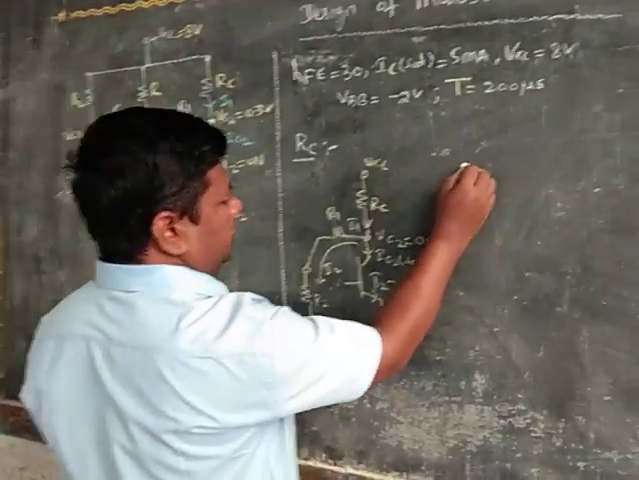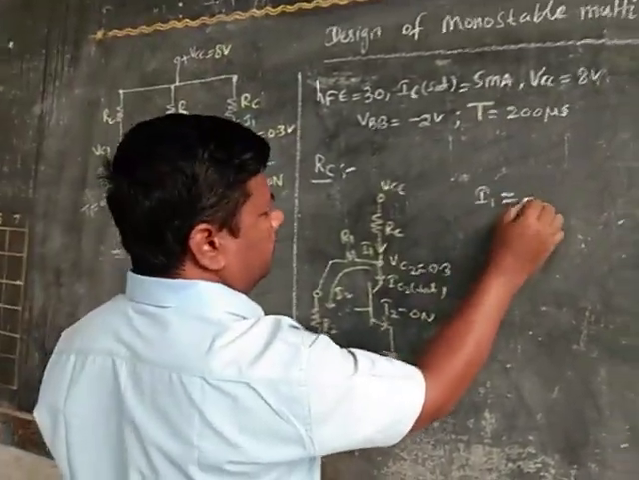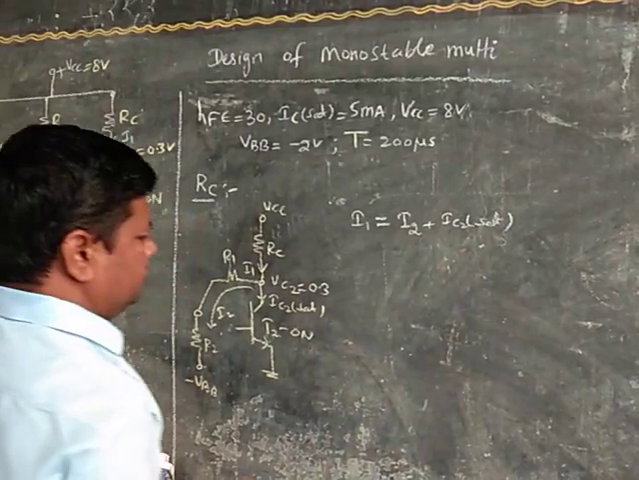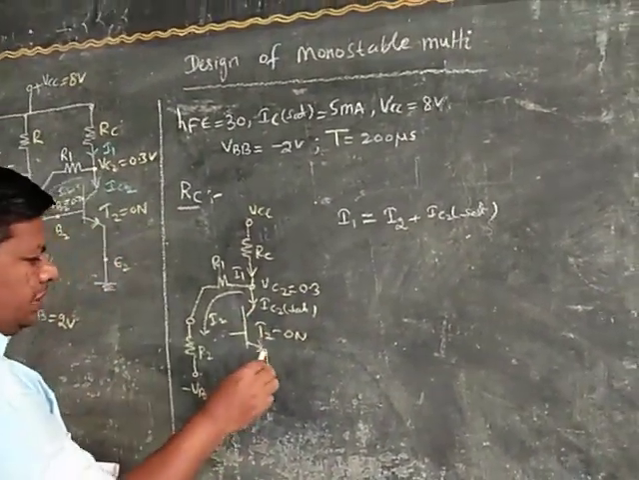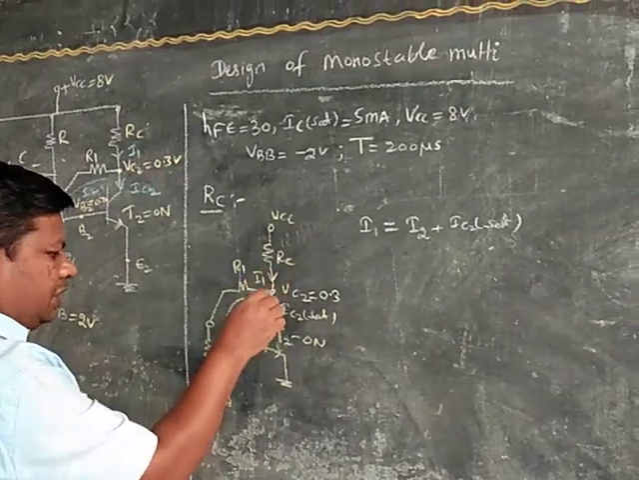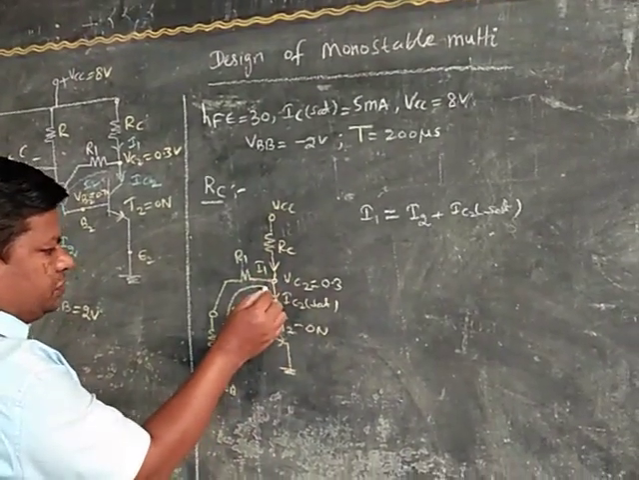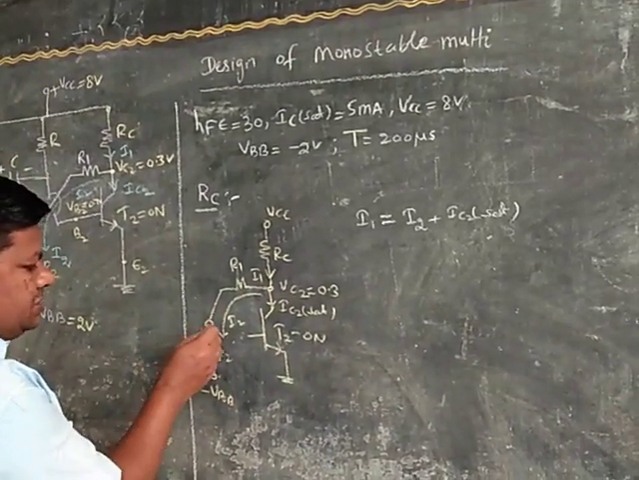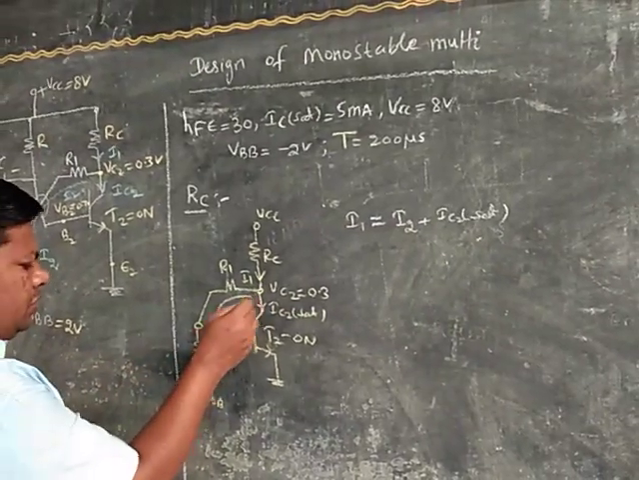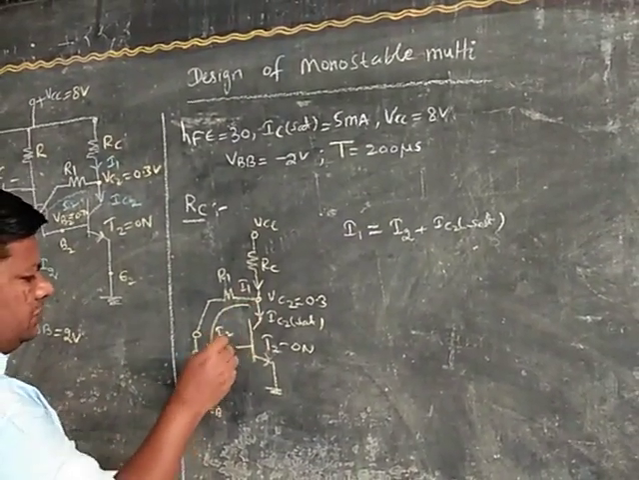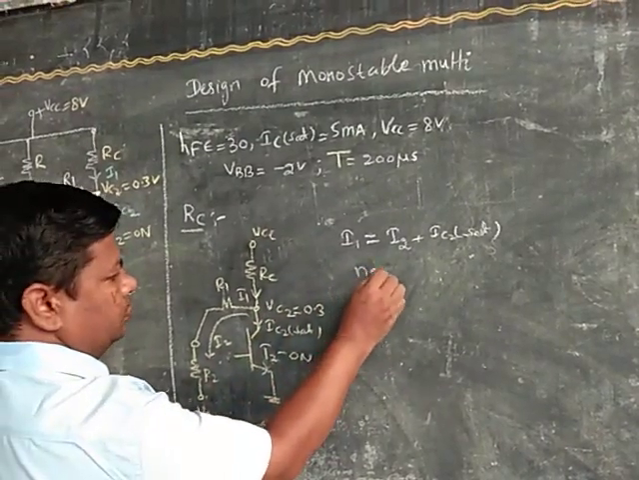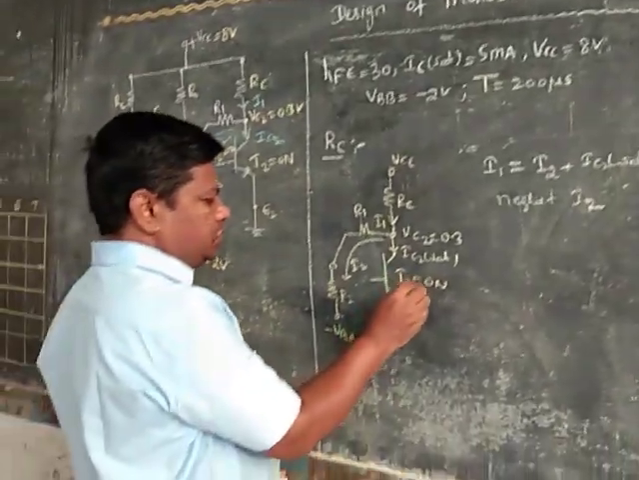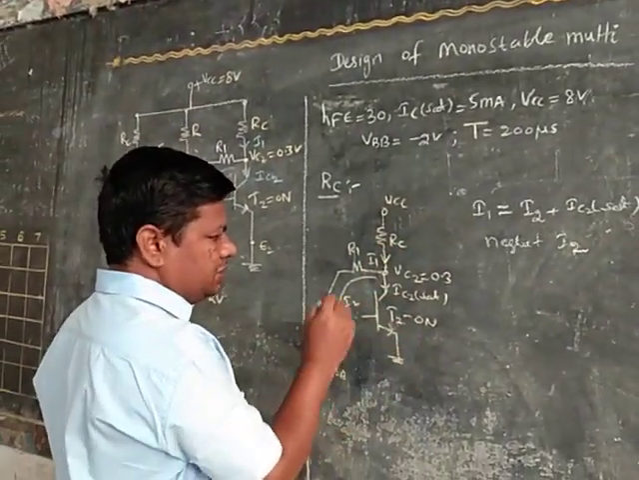From this, the current I1 is equal to I2 plus IC2 saturation. Whenever the T2 transistor is on, maximum current flows in this direction only. Very small current flows in this direction, since T1 transistor is already off and almost zero current flows. Due to this, we neglect the I2 current.